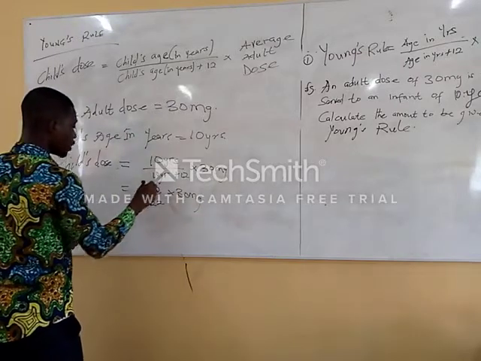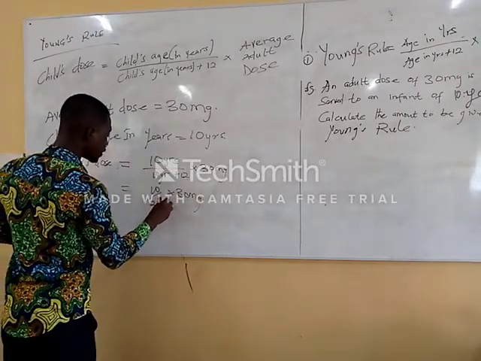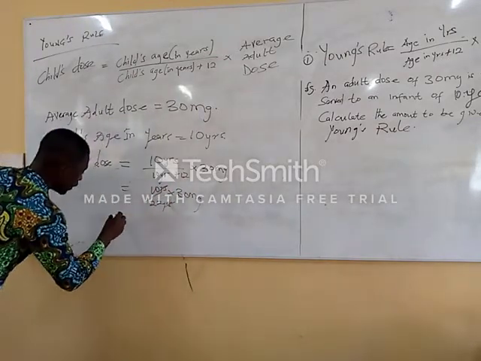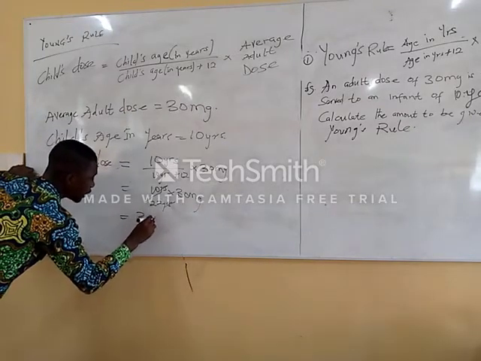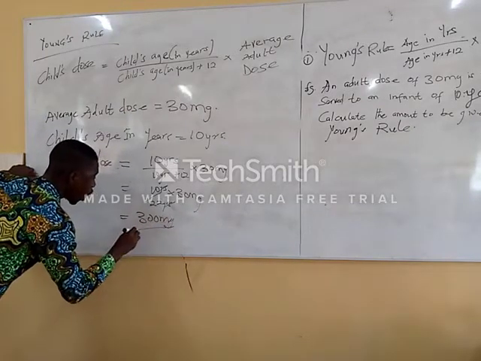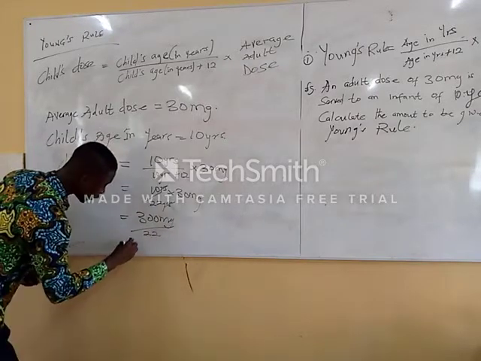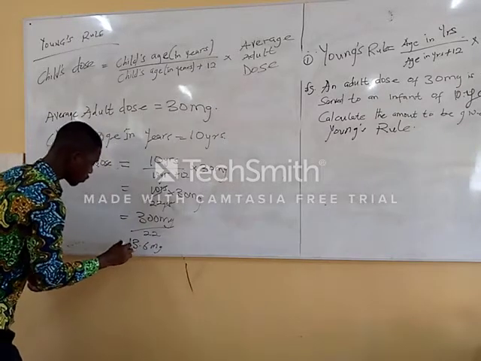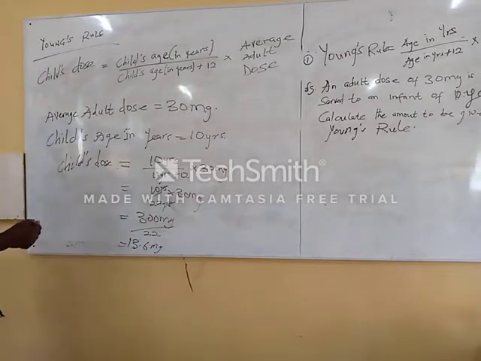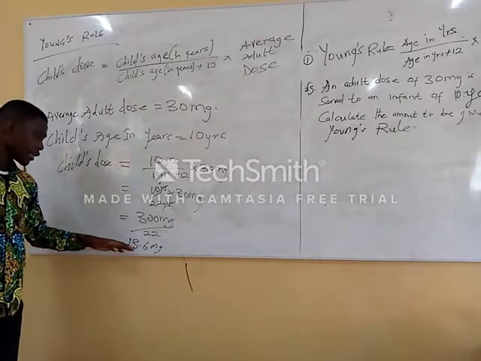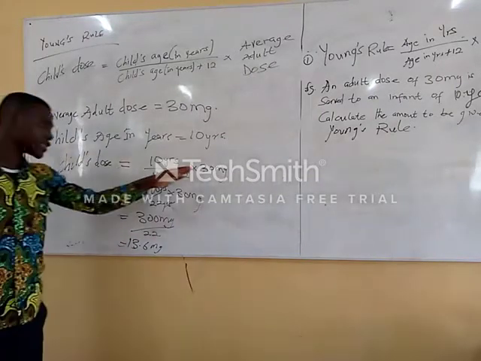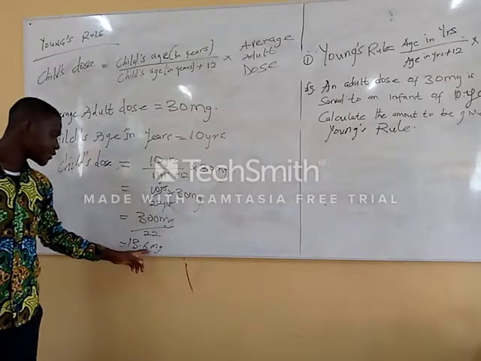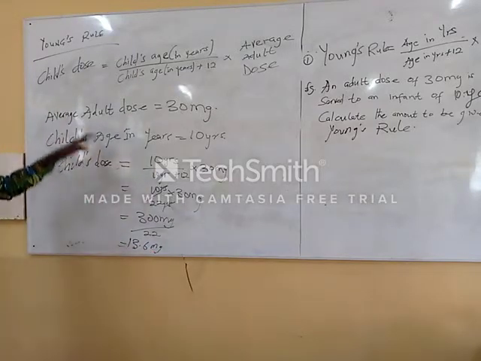This is in years, this is in years. This years will cancel this year. Then we have 300 mg all over 22, which is 13.6 mg. So you see the outcome: out of the 30 milligrams of an adult dose, only 13.6 milligrams will be given to the child.